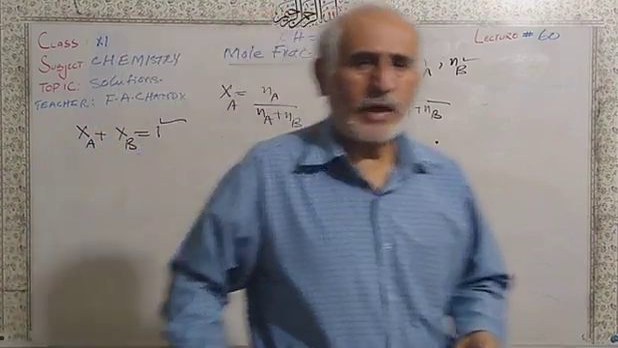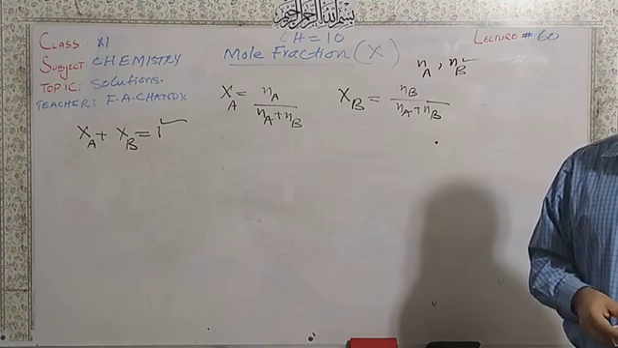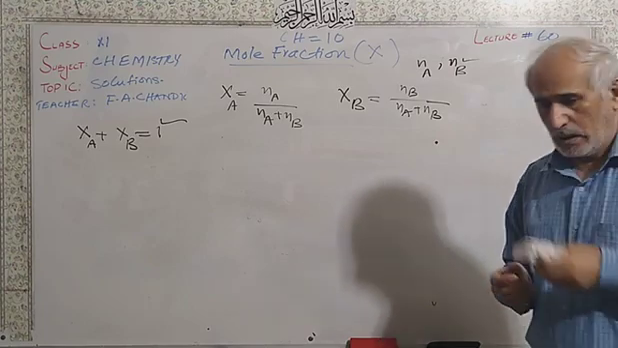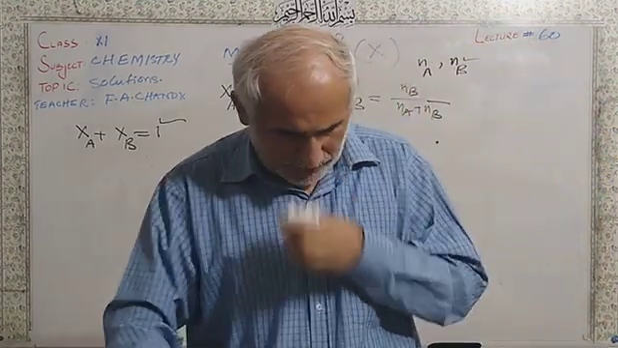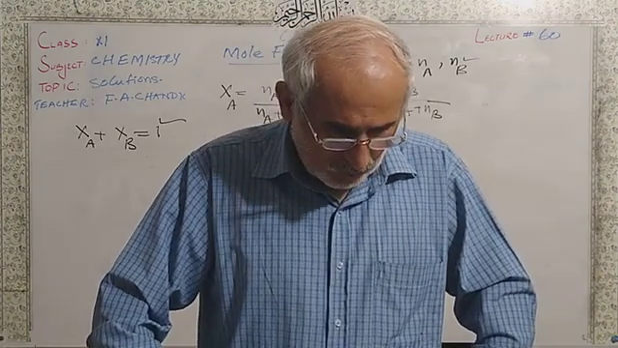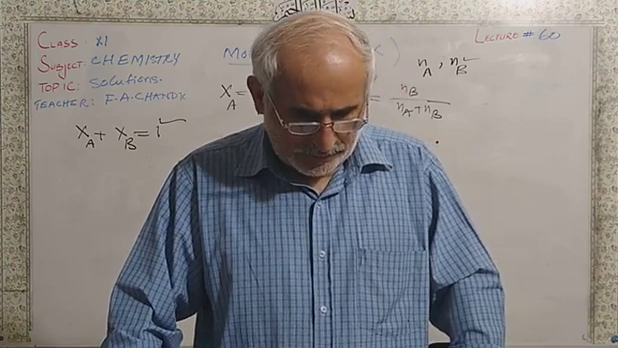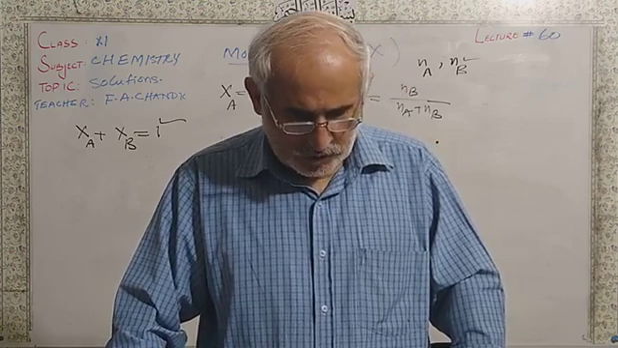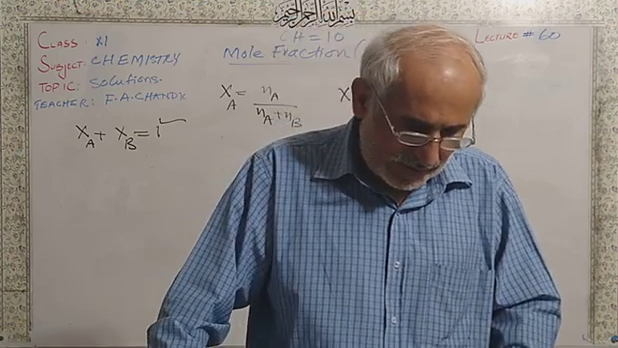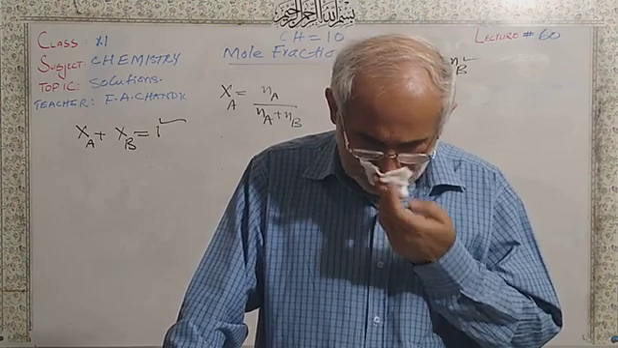Mole fraction of A plus mole fraction of B must be equal to 1. After calculating, your answer must be 1. So here is a numerical. In the mole fraction, an aqueous solution containing 100 g ethanol per decimeter cube of solution has the density 0.984. Calculate the mole fraction of the components of the solution.